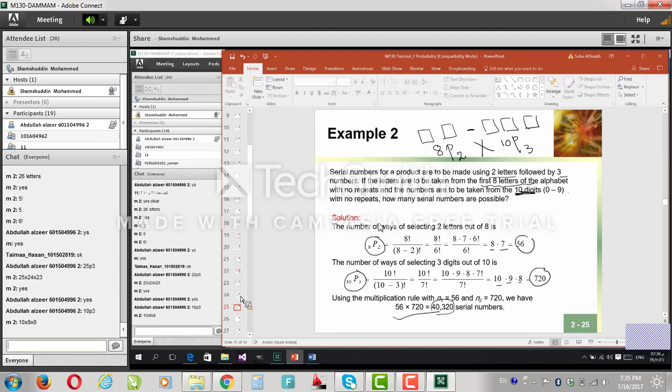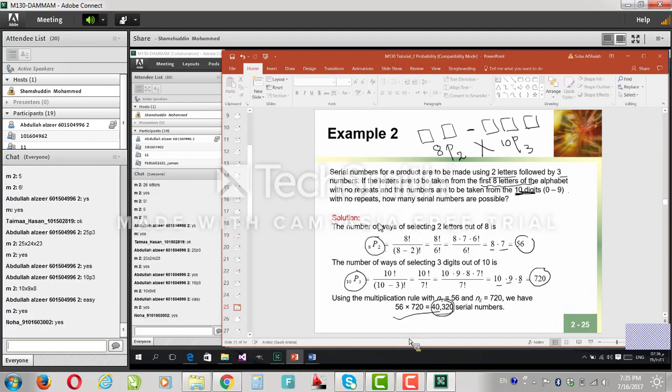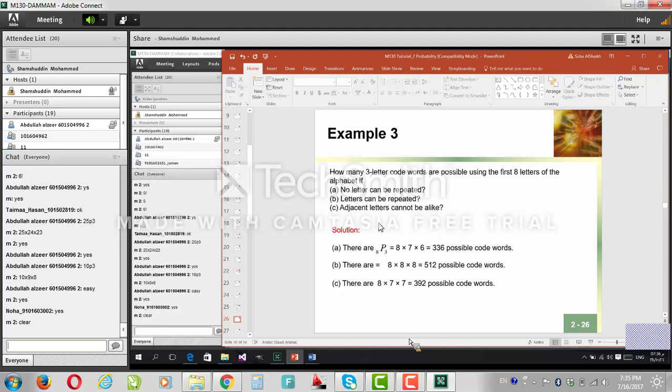Multiply the two things together, this will be about 40,308. Is it clear? Good. Good to hear that. One more example.